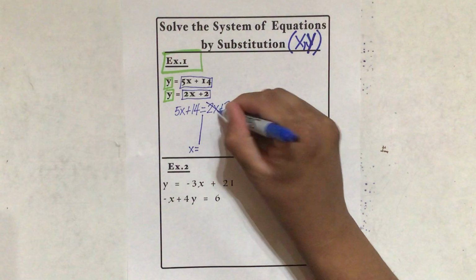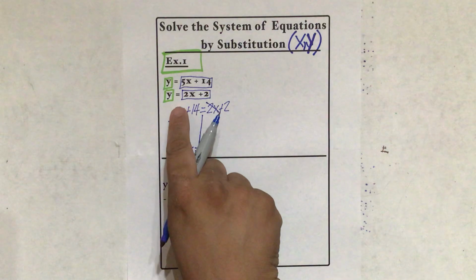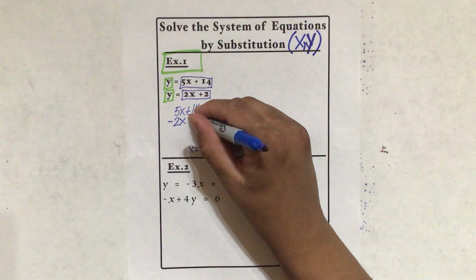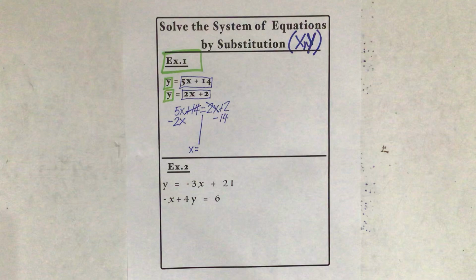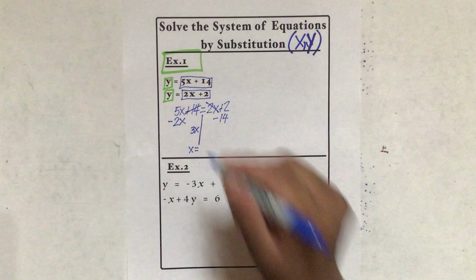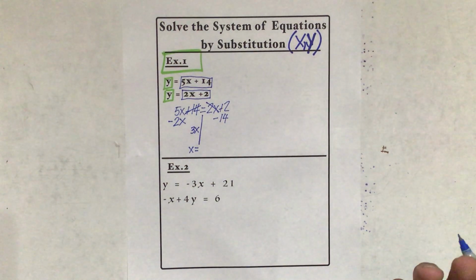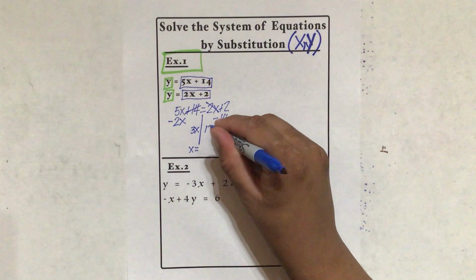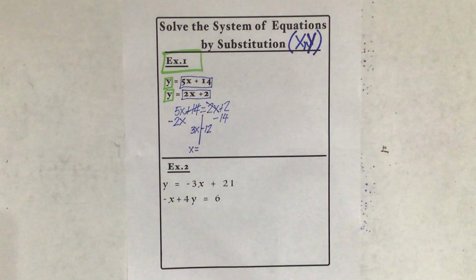So I'm going to bring this 2x over, and it becomes a minus 2x. If I want only x's on this side of the line of separation, I'm going to bring this regular 14 over here. So this plus 14 is going to become a minus 14 here, like that. So 5x minus 2x is 3x. And we have a positive 2 and a negative 14. They are not the same signs, so I have to subtract. 14 minus 2 is 12. And 14 is bigger than 2, and 14 is a negative, so that means it's a negative 12.